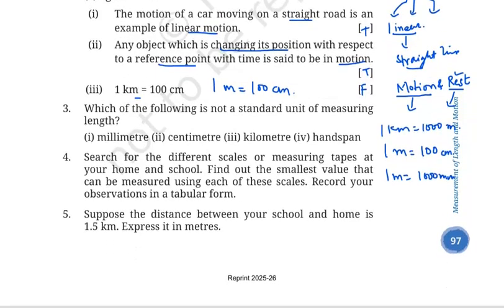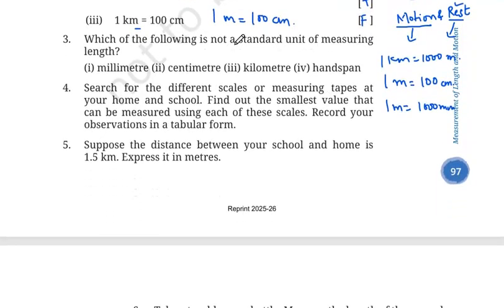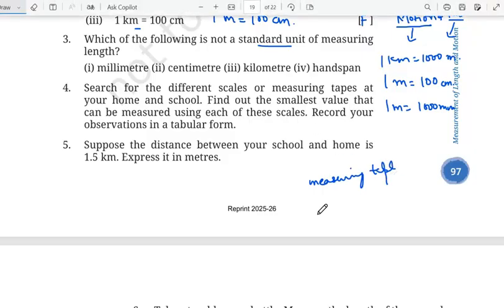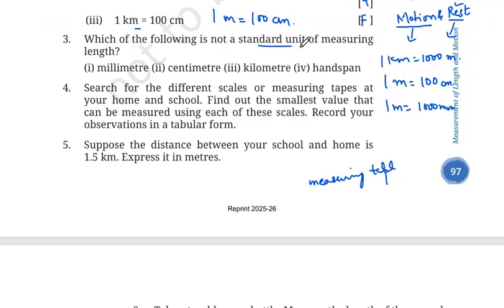Okay, now coming to the third question. The third question says, which of the following is not a standard unit of measuring length? Now, what do you mean by standard unit? A standard unit is a unit we use usually when we have certain measuring tools like your measuring tape. Okay, we have a flexible measuring tape, we have a metal measuring tape. All right, so when we use these measuring tools, we get a standard unit of measurement. Okay, and here the question says which is not a standard unit. So which one is not a standard unit?